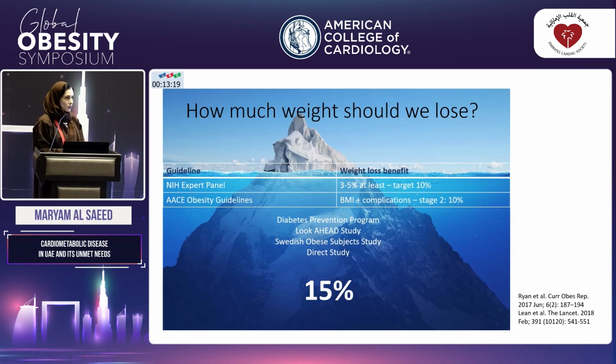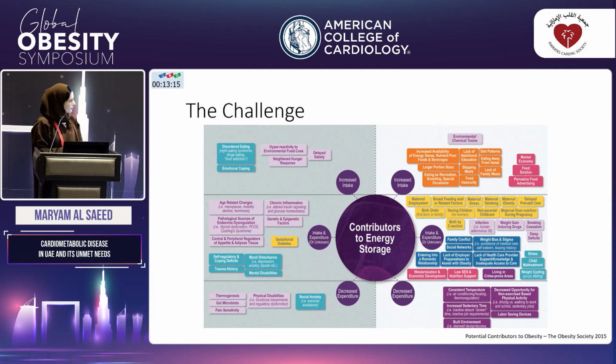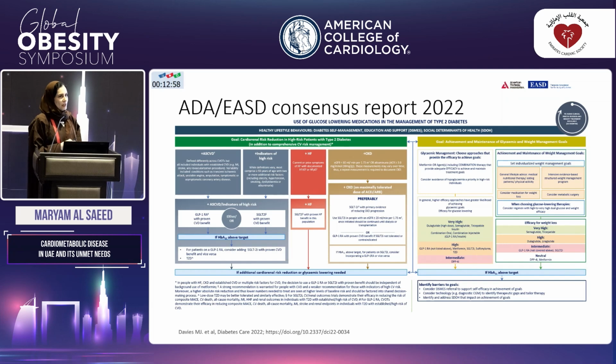We have the data on mortality from the bariatric cohort. The challenge we're probably aware of is there's so many contributors to obesity. As I highlighted, just the obesogenic environment that we're living in, apart from genetics, apart from psychosocial factors, so many contributors, which makes this a true challenge. And if we look at the guidelines, what do the guidelines currently recommend?